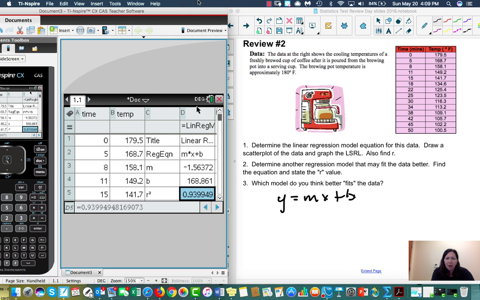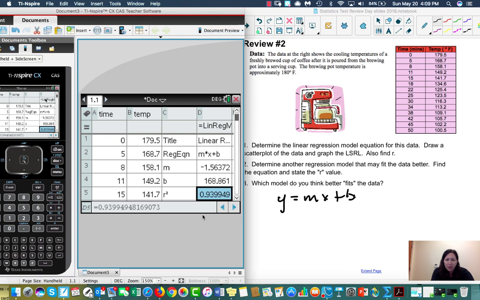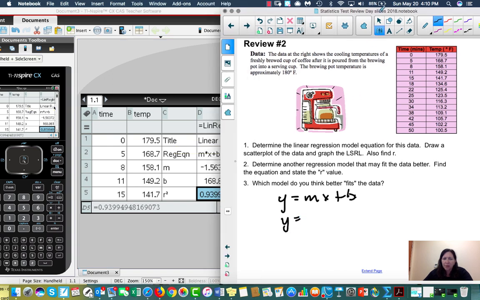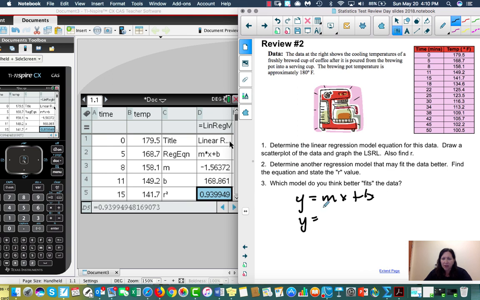It's giving me my b, which is 168.9. So I'm going to type those values in. So I've got y is equal to my m value. My m value, again, is negative 1.56, x plus b. B is 168.9. So this is my linear equation, is what it is.